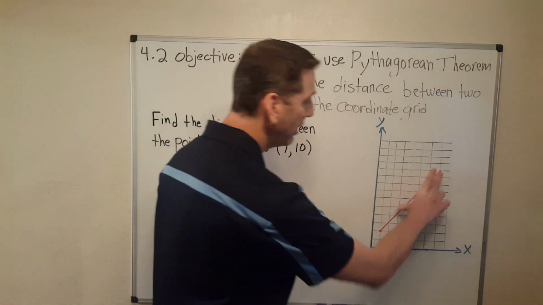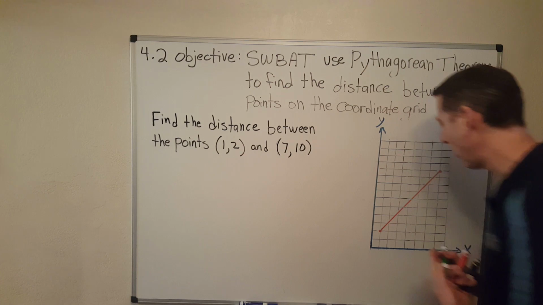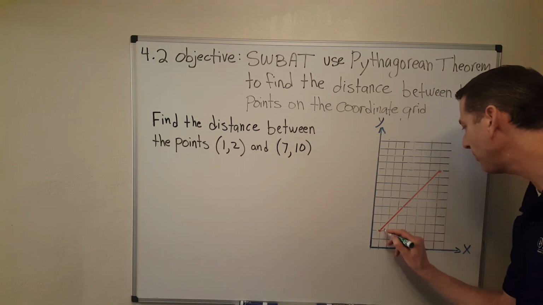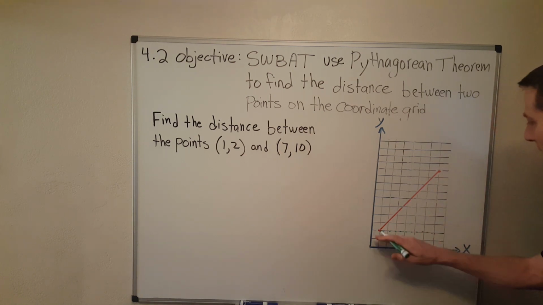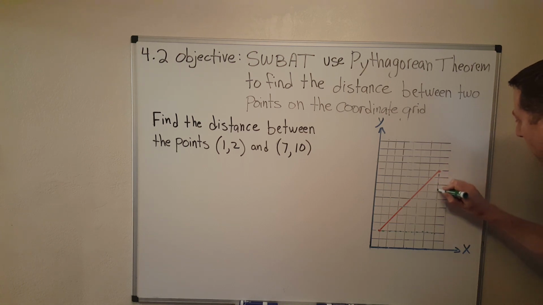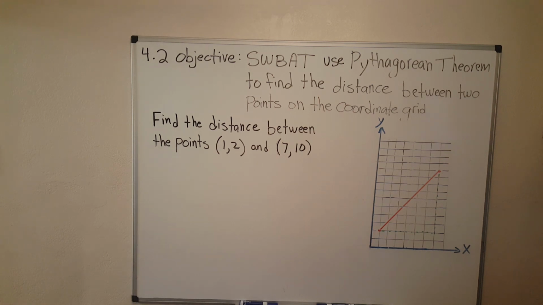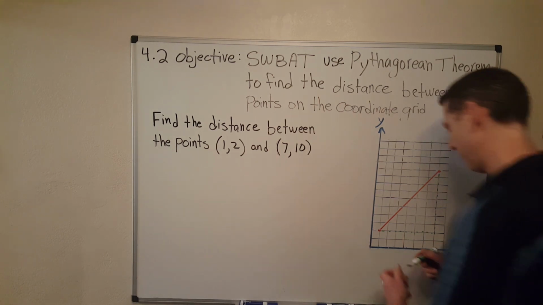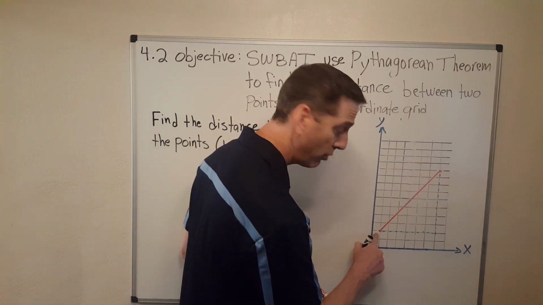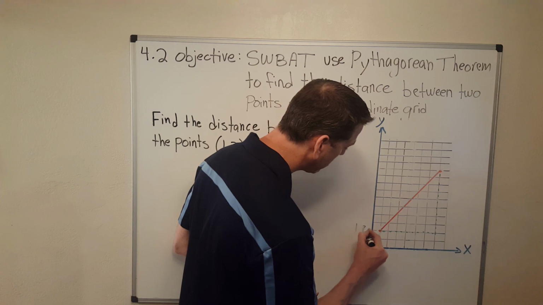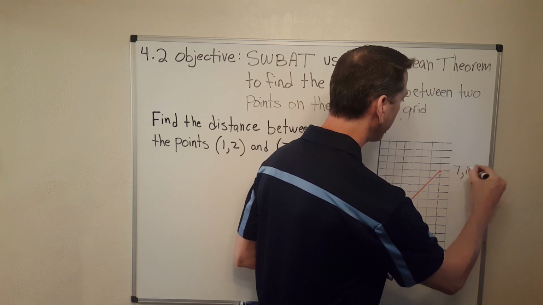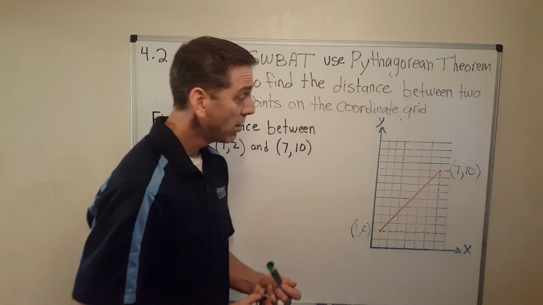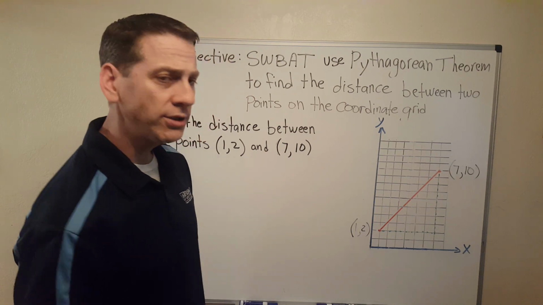Looking at this line right here, I'm going to draw an imaginary triangle. It's got an x component and it's got a y component. First of all, I'm going to go ahead and label these points. This is (1, 2), and this is (7, 10).